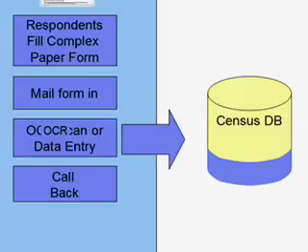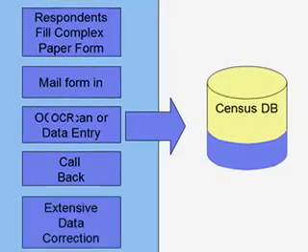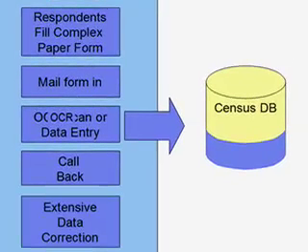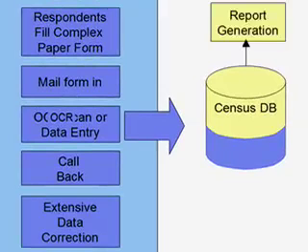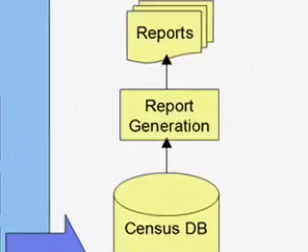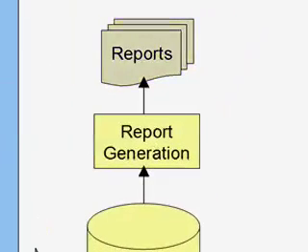The respondents are called on the phone for further clarification on questions answered incorrectly or not answered at all. Still, much of the data needs correcting, so an extensive data correction process takes place. Once complete, the reporting process can begin, where the reports are generated and published. But the accuracy of the reports is questionable, as the reports can only be as good as the data collected.